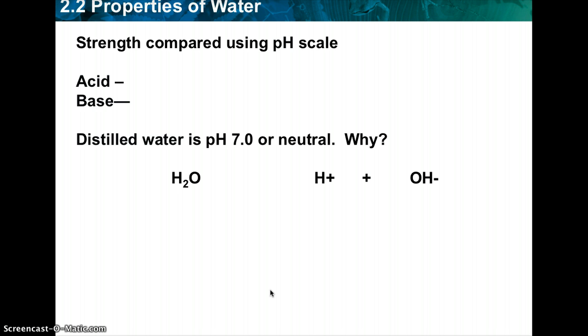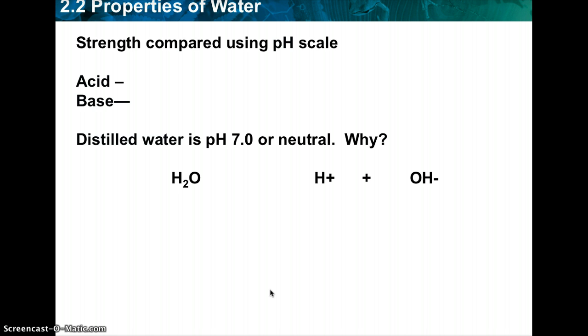So now we're going to talk about strength compared using the pH scale. Again, it ranges from 0 to 14, and it's on a logarithmic scale, which means it gets 10 times bigger or smaller. So again, acids donate hydrogen ions when added to an aqueous solution and typically range from pH 0 to 6.9, and bases break up into hydroxide ions and another compound when placed in an aqueous solution. And it ranges typically from 7.1 to 14.